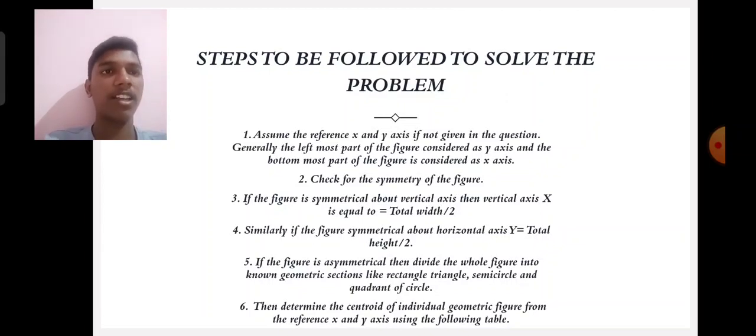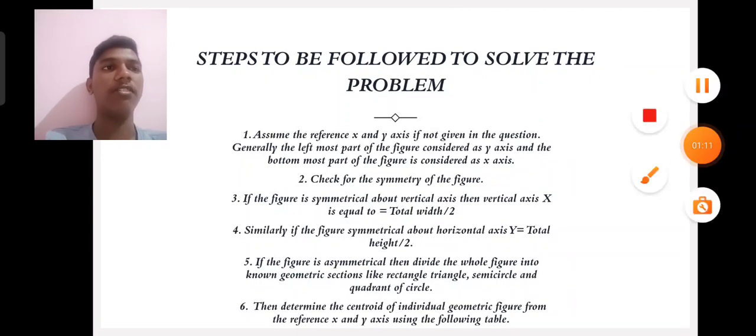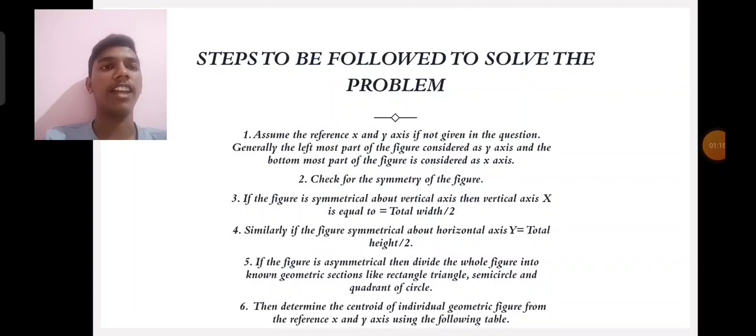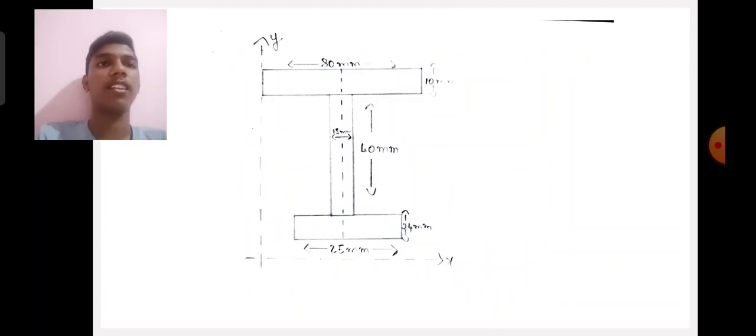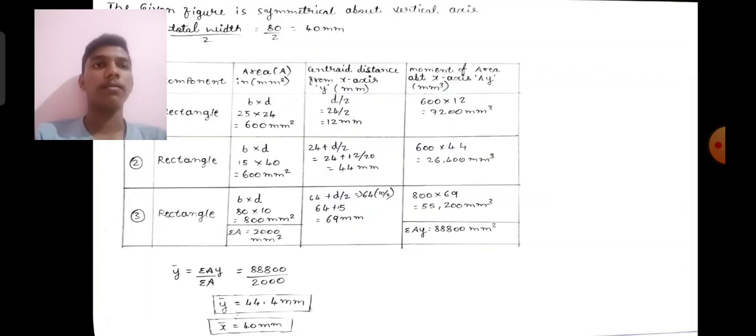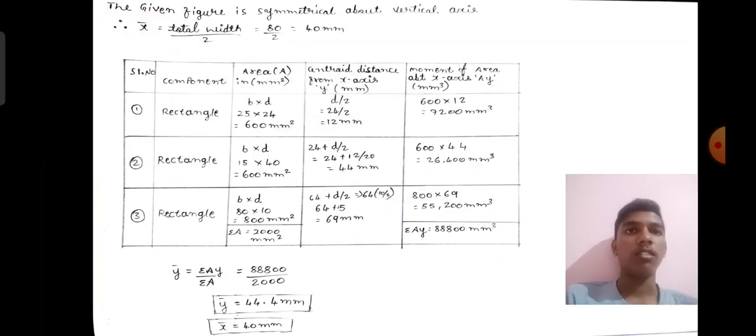If the figure is asymmetrical, then divide the whole figure into known geometric sections like rectangle, triangle, semicircle and quadrant of a circle. Then determine the centroid of each individual geometric figure from the reference x and y axis using the following table. In the given figure we have to cut vertically, then we get a symmetric figure. The given figure is symmetrical about the vertical axis.